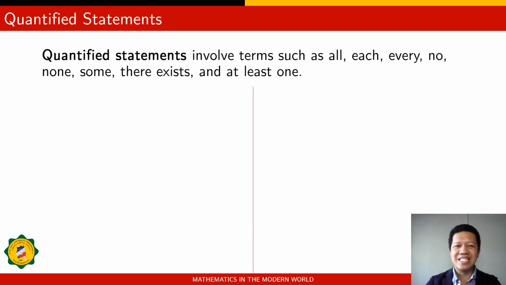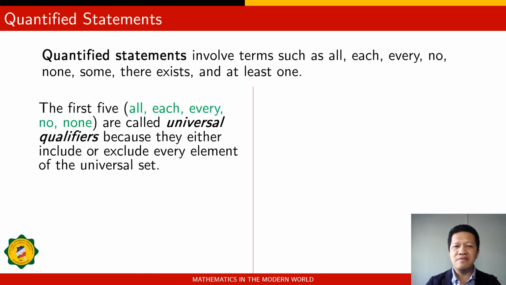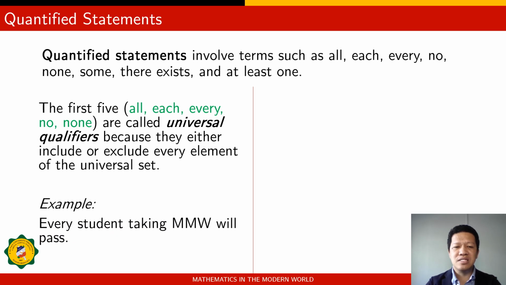How about quantified statements? Quantified statements involve terms such as all, each, every, no, none, some, there exists, and at least one. The first five, the all, each, every, no, none, are called universal quantifiers because they either include or exclude every element of the universal set. An example is every student taking MMW will pass. So that is actually an example of universal quantifier, every.